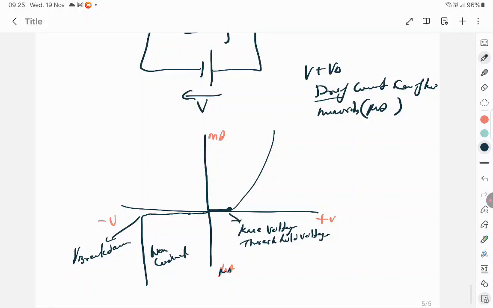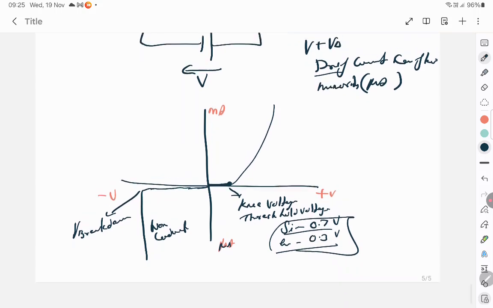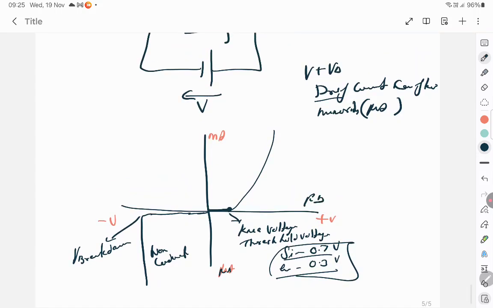This is the graph, very, very important. The knee voltage for silicon is 0.7 volts, not electron volt, it's volts. And for germanium, it's 0.3 volts or something like that. So, that's what it is. You just understand this graph. This is forward bias mode, and this is reverse bias mode.